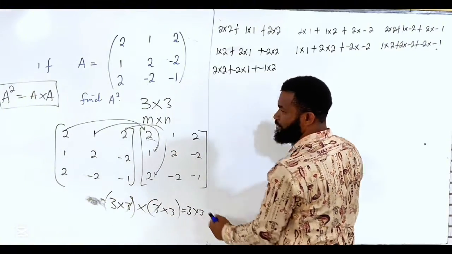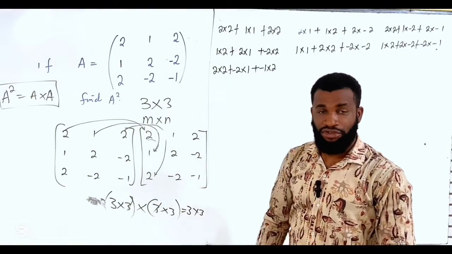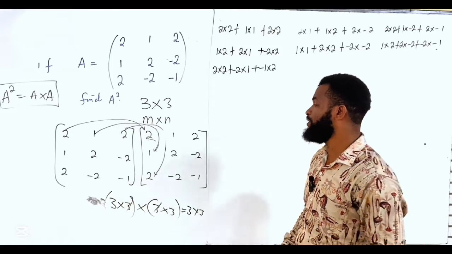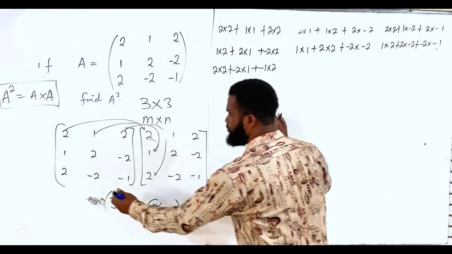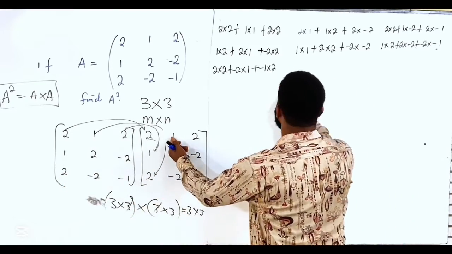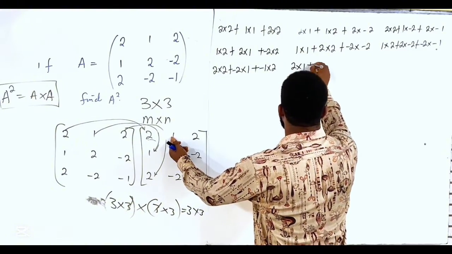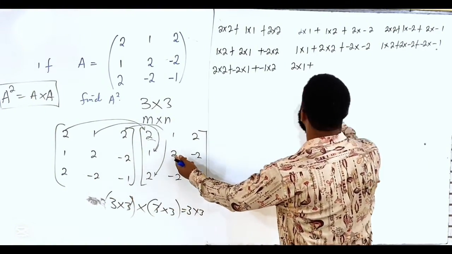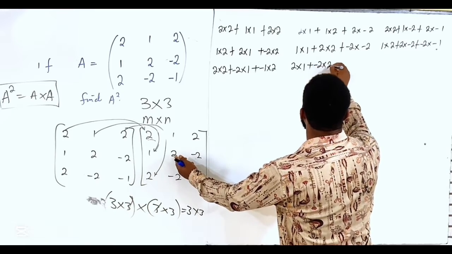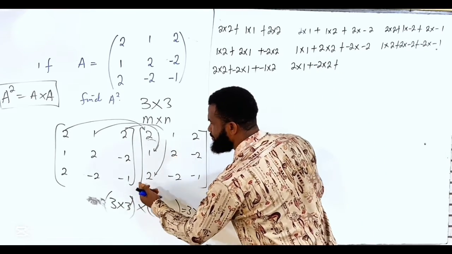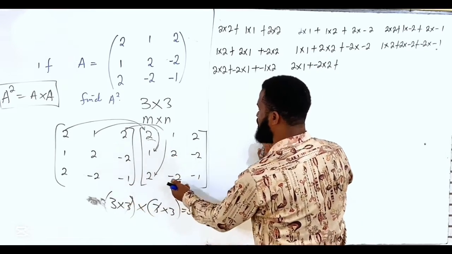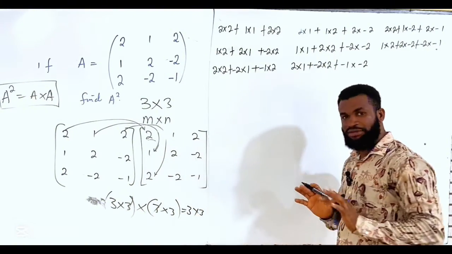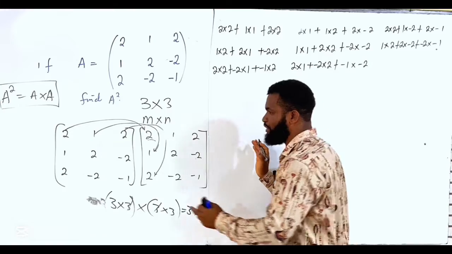Then let me focus on this one. I'm sure you're following what I'm doing. Just step by step. This is carefulness. So the next one is going to be 2 times 1 plus minus 2 times 2 plus minus 1 times minus 2. Any mistake, you are off. Let's go to the next one.